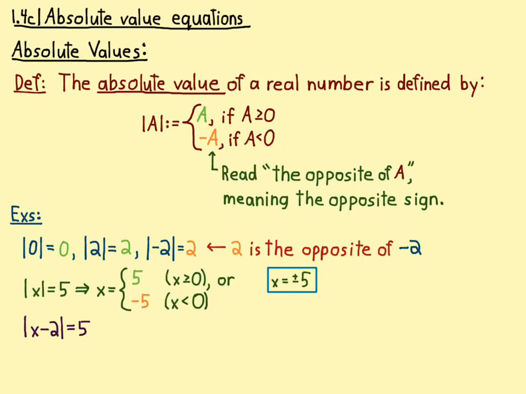Okay, a little bit more complicated, but not much. I still have the 5. So the stuff inside the absolute value, this A here, is x minus 2, not x. So x minus 2 is 5, because if x minus 2 is 5, the absolute value of 5 is 5. Then the other one would be x minus 2 is negative 5, because if you put negative 5 in here, you get 5. Absolute value of negative 5 is 5.